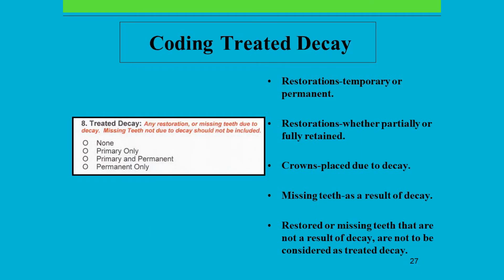The category of treated decay is number 8 on the screening form. Note, the categories here are specific to the types of teeth within the mouth. For example, primary teeth only, primary and permanent teeth, or permanent teeth only. Mark treated decay when you note any of the following. Restorations, either temporary or permanent. Restorations, whether partially or fully retained. Crowns, placed due to decay, or missing teeth as a result of decay. Restored or missing teeth that are not a result of decay are not to be considered as treated decay.